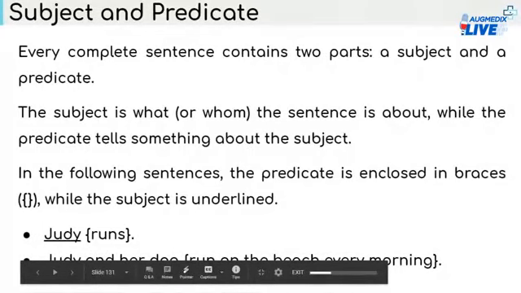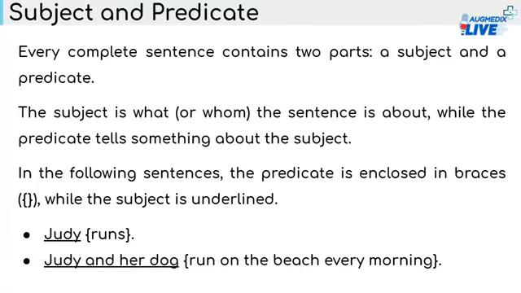All right. So here we are. Subject and predicate. Every complete sentence contains two parts, a subject and a predicate. The subject is what or whom the sentence is about, while the predicate tells something about the subject. In the following sentences, the predicate is enclosed in braces while the subject is underlined. Judy runs. Judy and her dog run on the beach every morning.